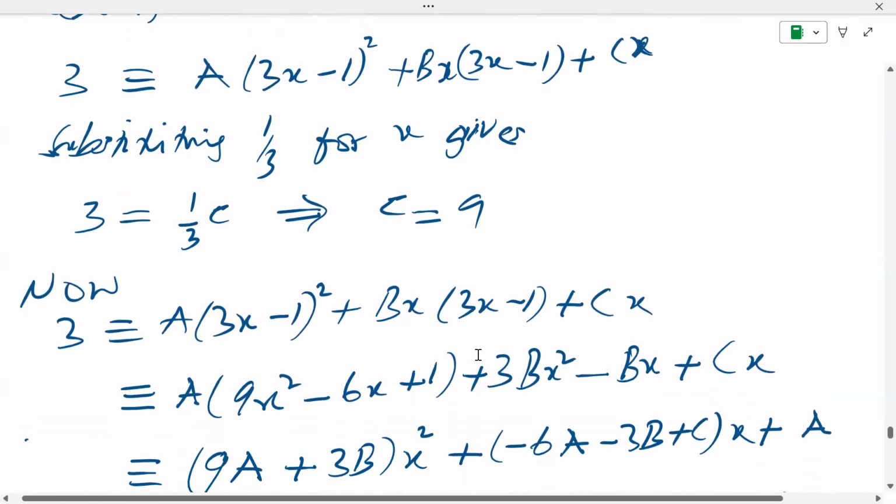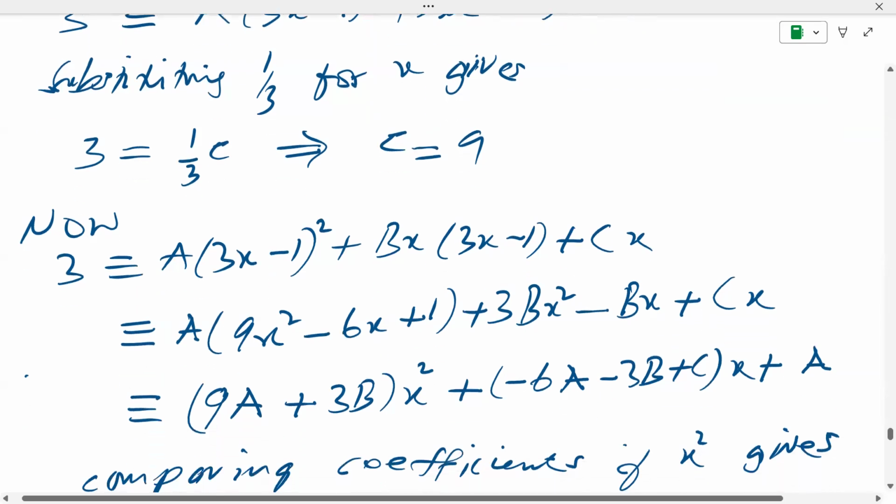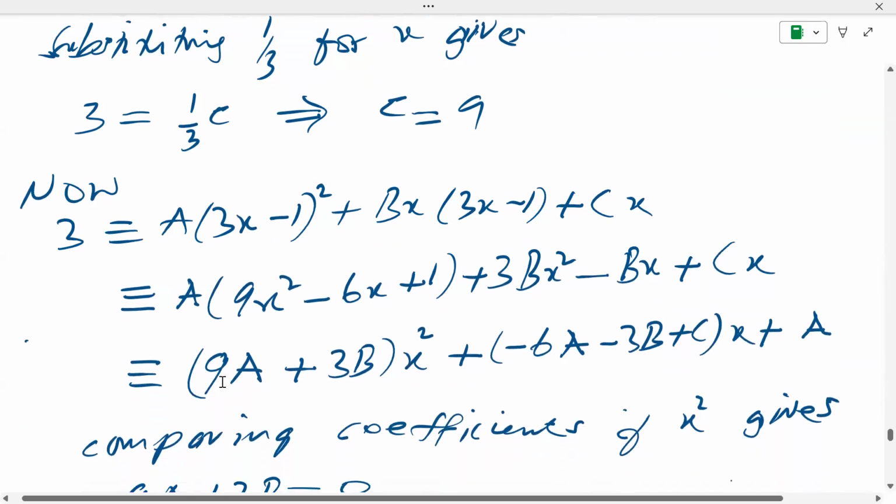Now, we already have this. Now, I want to expand it. For us to expand, this gives us 9x squared minus 6x plus 1 from binomial expansion. And this one is also 3x minus 1. So we expand this. So we shall get 3Bx squared and then Bx plus Cx. Now let's group the like terms. So we shall get the whole of this x squared, the whole of that x, and then plus A.